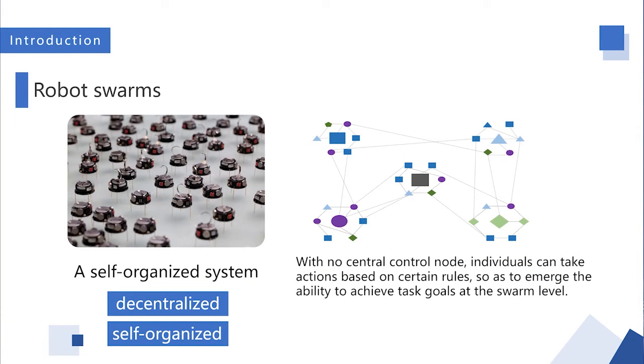A robot swarm is a self-organized system. Collaboration is the core task of the robot swarm, and the robots usually collaborate in a decentralized and self-organized way. With no central control node, individuals can take actions based on certain rules so as to emerge the ability to achieve task goals at the swarm level. Under this condition, how to enable the robots to collaborate efficiently on the swarm level?